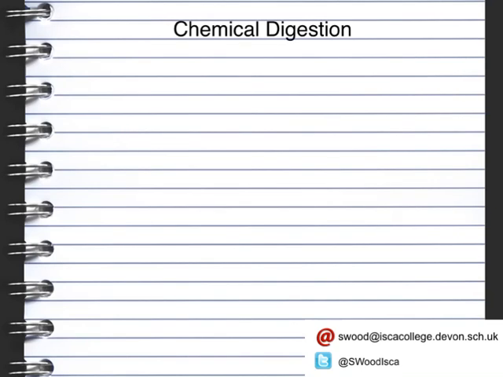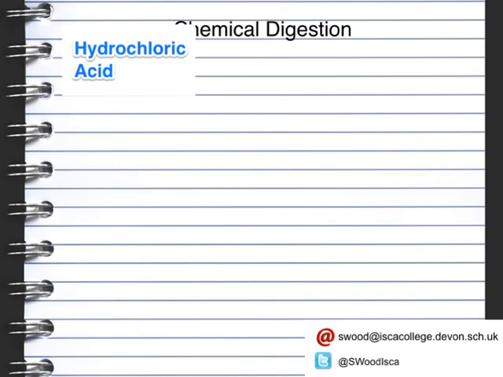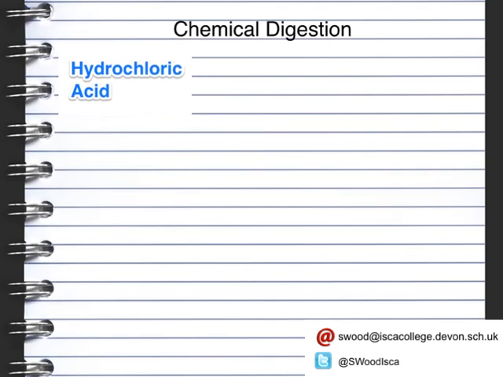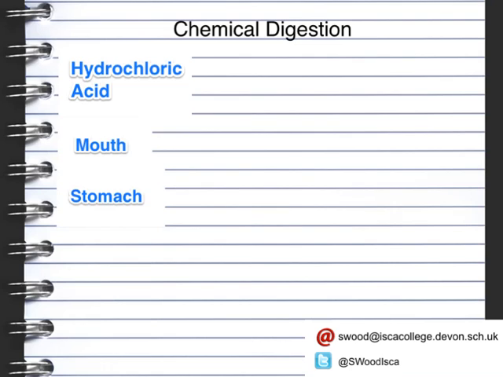Now when we get to the stomach, this is where we start to get the chemical digestion, and this is one of the big errors that students often make, thinking that hydrochloric acid, which is in the stomach, is the one that does the digestion, when in fact it's enzymes that do the chemical digestion. The first set of enzymes are in the mouth, then we have a set in the stomach, and then a further set in the small intestine.